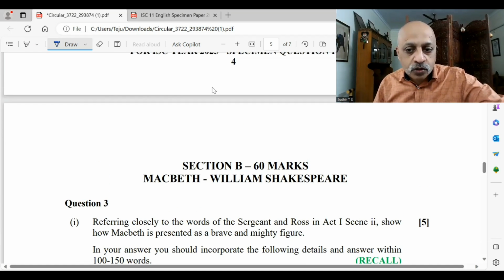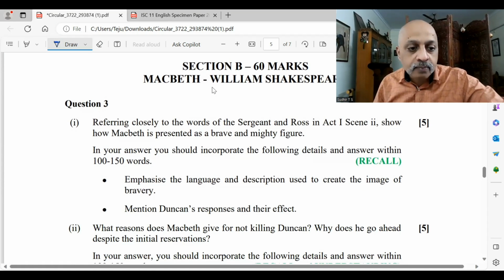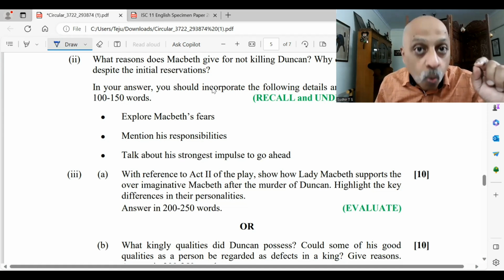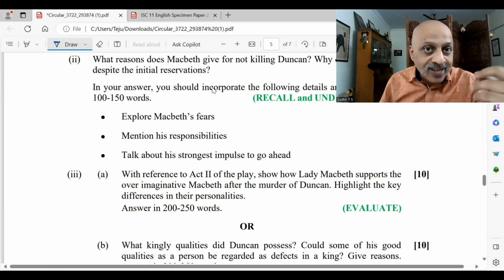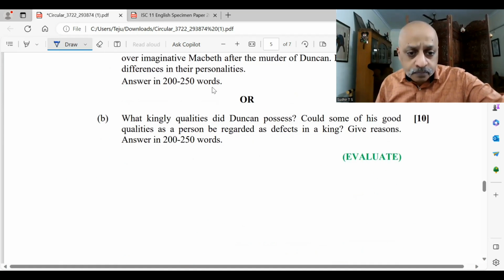Now here, how you have to do is that the two 5-mark questions are compulsory. Then between the two 10-mark questions, you can attempt one of them. Okay, so that's how it works. So these are the first 4 questions for Macbeth.